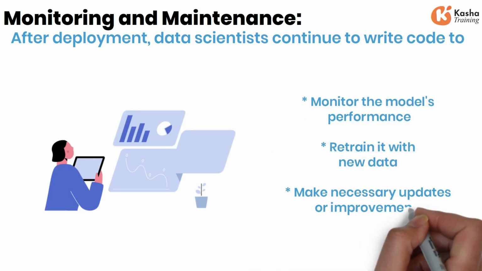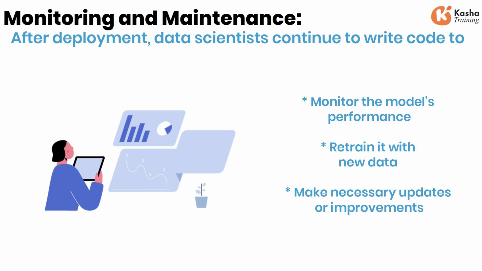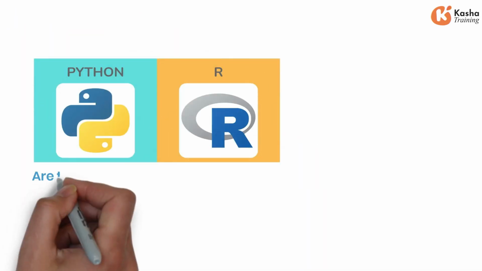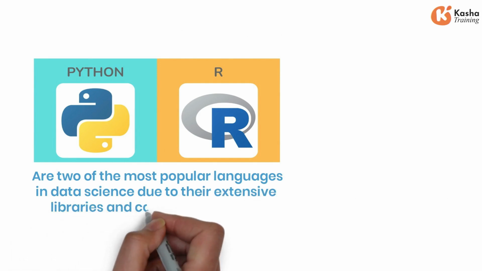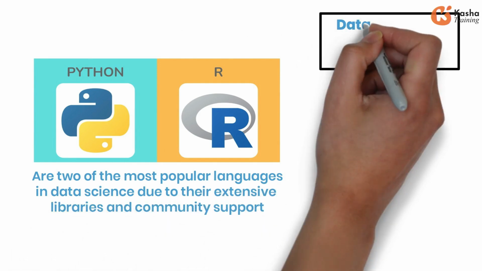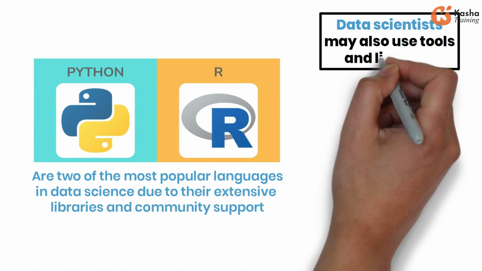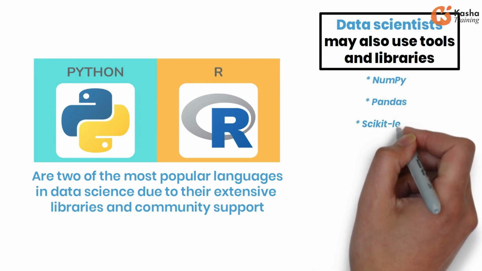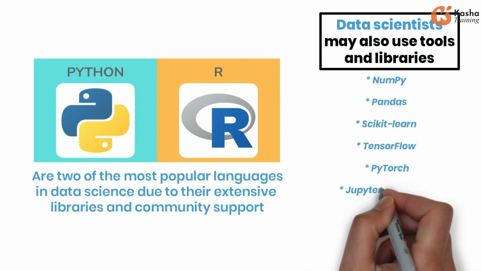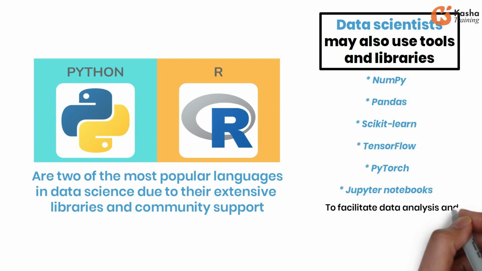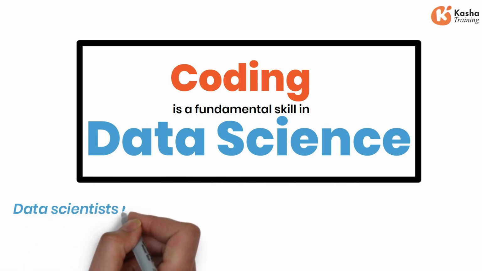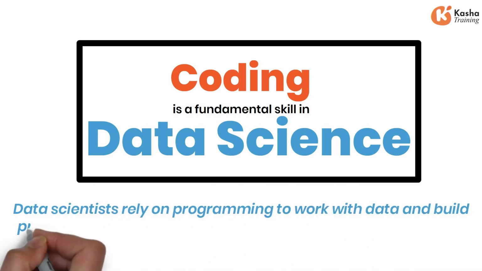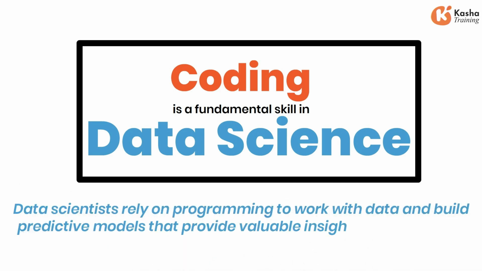The choice of programming languages can vary, but Python and R are two of the most popular languages in data science due to their extensive libraries and community support. Data scientists may also use tools and libraries like NumPy, Pandas, Scikit-learn, TensorFlow, PyTorch, and Jupyter Notebooks to facilitate data analysis and model development. In summary, coding is a fundamental skill in data science, and data scientists rely on programming to work with data and build predictive models that provide valuable insights and solutions.